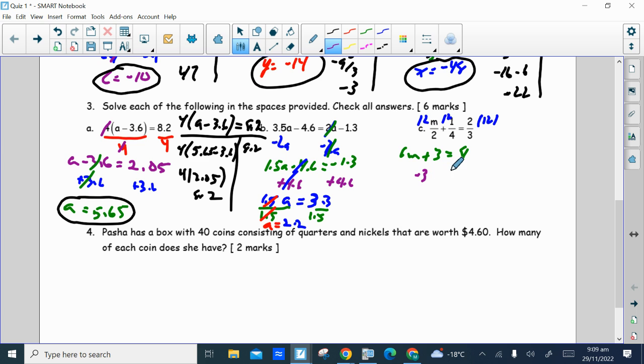And now I can just solve for m by subtracting the 3 from both sides. So on the left side, the 3's will cancel. You're left with 6m equaling 5. And then m will equal 5 over 6 when you divide both sides by 6.